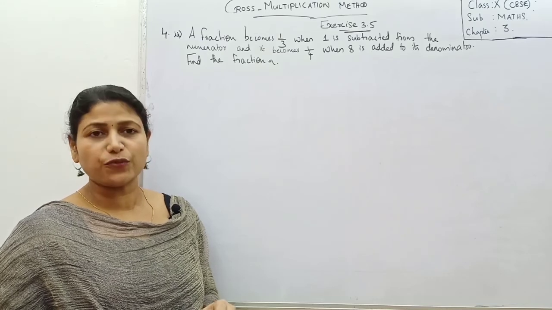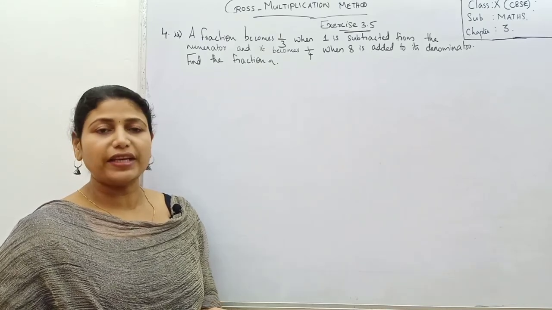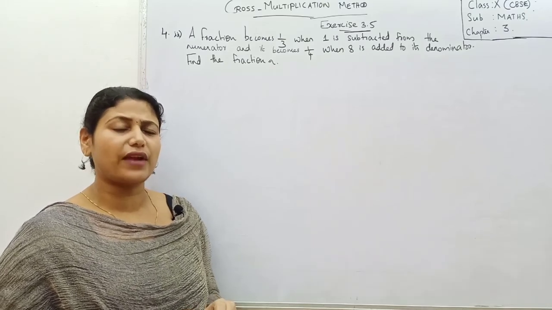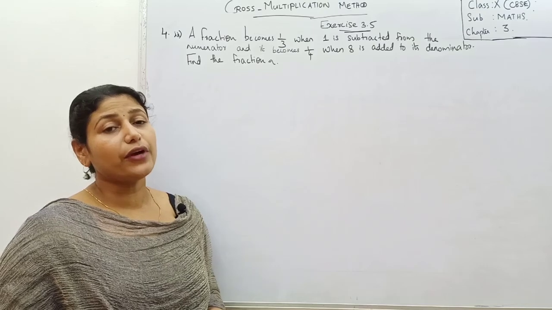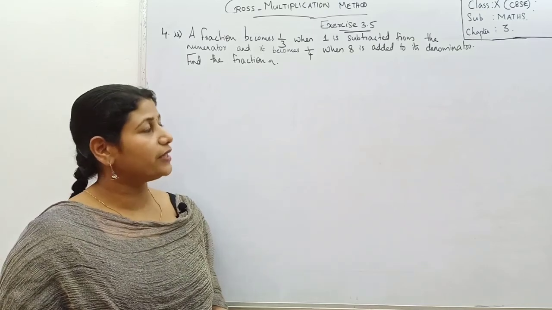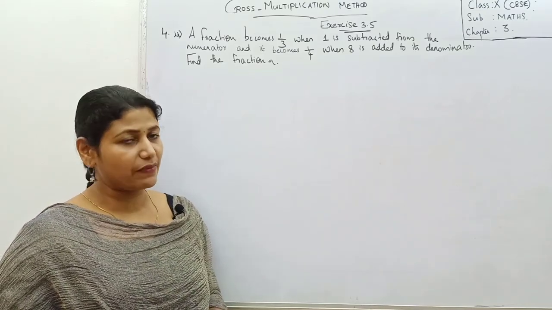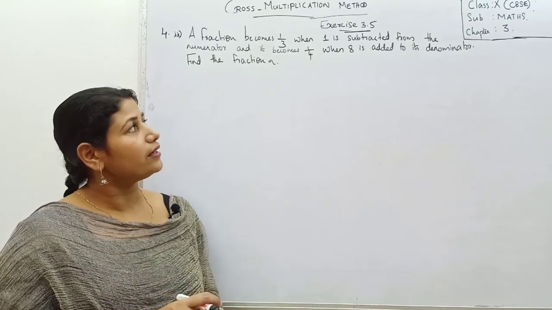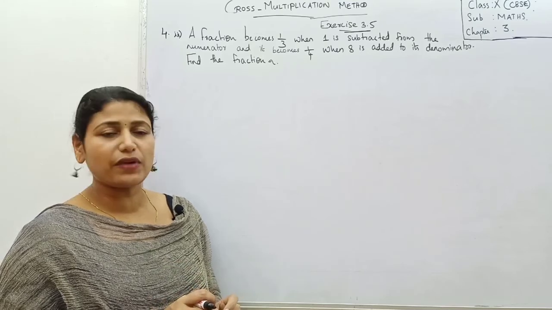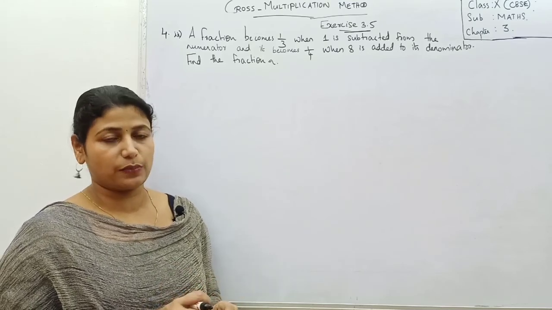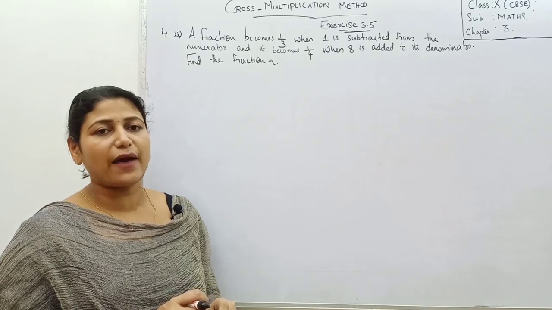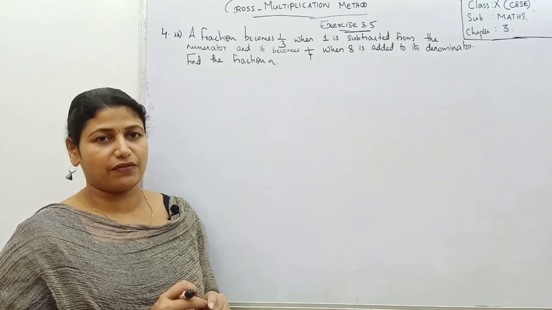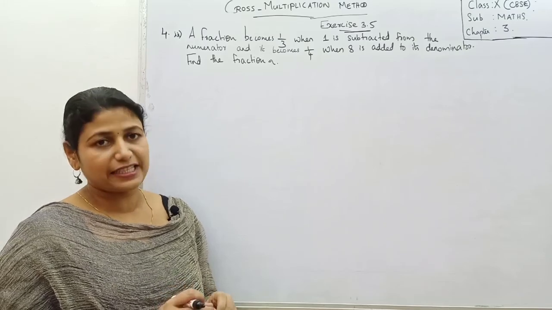Second question, we have to find a fraction. We can take the numerator as x and the denominator as y, so we can write the fraction as x by y. If you add 8 to the denominator, you will get 1 by 4. And if you subtract 1 from the numerator, you will get 1 by 3. These are the conditions given to us. Using these two conditions, we have to make the linear equations, and using the cross multiplication method, we have to find the values of x and y to make the fraction x by y.